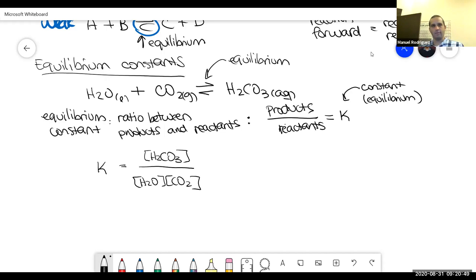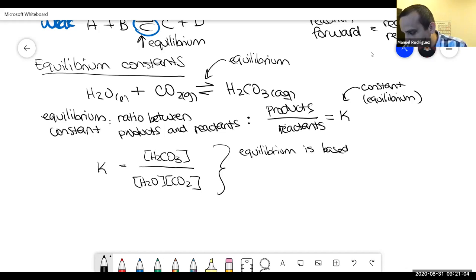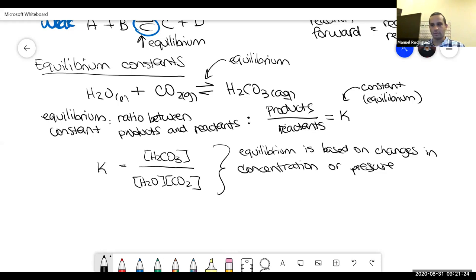Good? So the equilibrium is based on, actually, let me check this. Is based on changes in concentration or pressure. And the key here is about changes. So the equilibrium is based on the change in concentration or pressure.